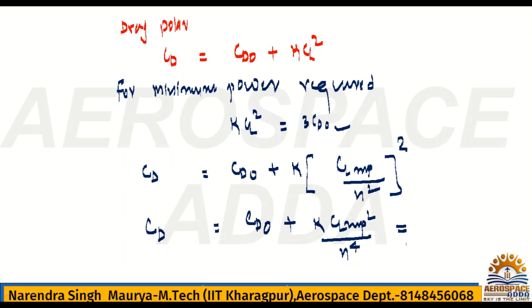Here you can write what is KCL_MP square, because KCL square is equal to 3 CD naught, that is correct. But if you check, this CL is nothing but CL_MP. Now you replace it. So it is CD naught plus, instead of KCL_MP square, it is nothing but 3 CD naught divided by n to power 4. So this one is very clear here.